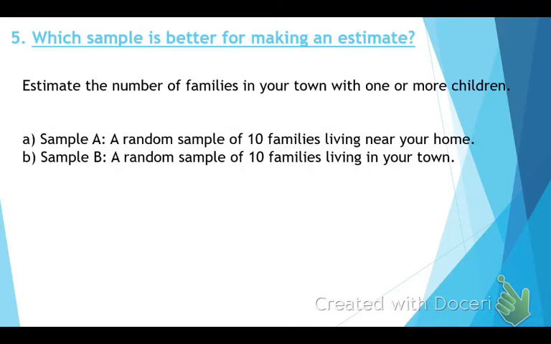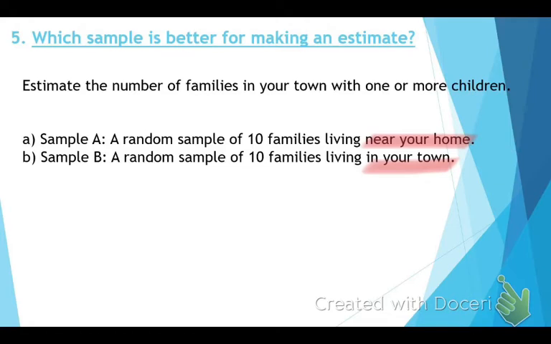All right, number 5, which sample is better for making an estimate? You are estimating the number of families in your town with 1 or more children. I want you guys to read A and B and then circle which one you think would be better. Sample A says a random sample of 10 families living near your home. Okay, so this is a little bit different. And the other one is a random sample of 10 families living in your town. What do you think, A or B?